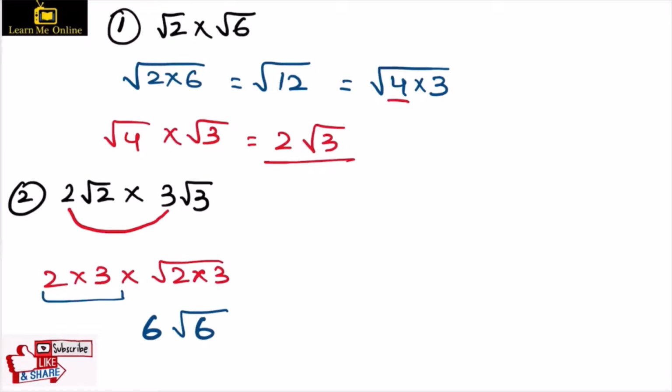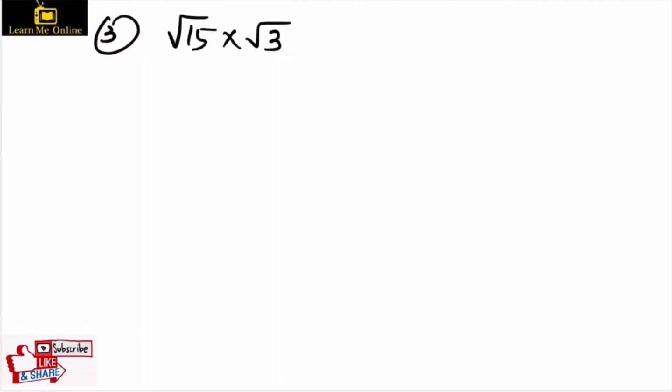We always look at the square root number and see whether we are still able to split it into a square number. This 6 we cannot split any more, so we keep it the same, and that's the simplified answer.